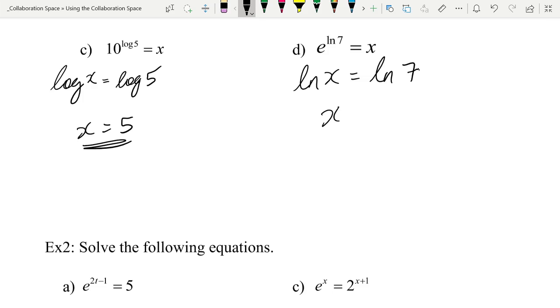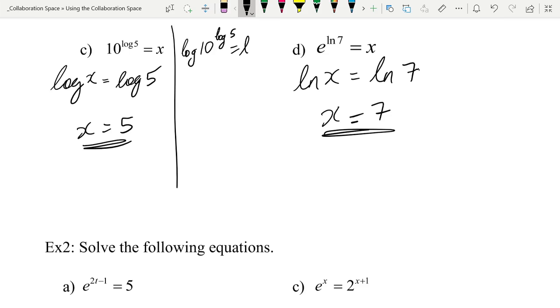Which means that x is 7. I'm having some problems with my pen. Okay? Now there is actually another way I could have solved this. I could have taken the log of both sides of the equation. So the alternate strategy is I could have said log of 10 to the log of 5 is equal to the log of x.